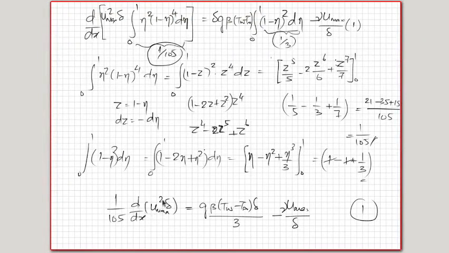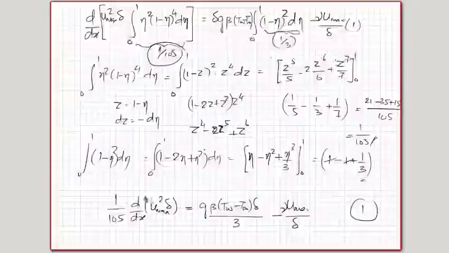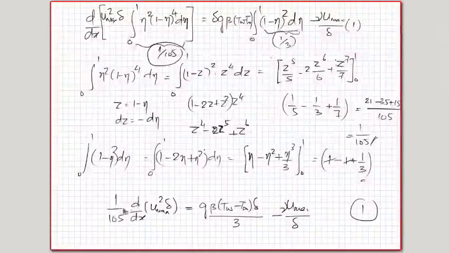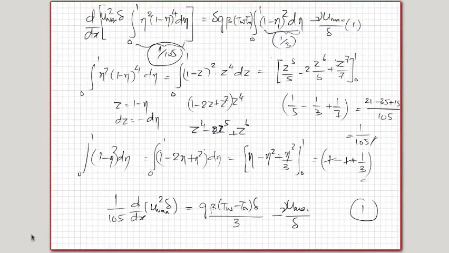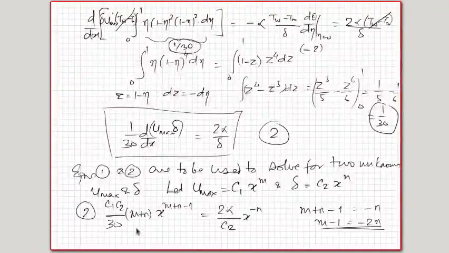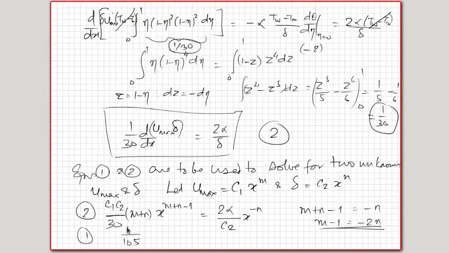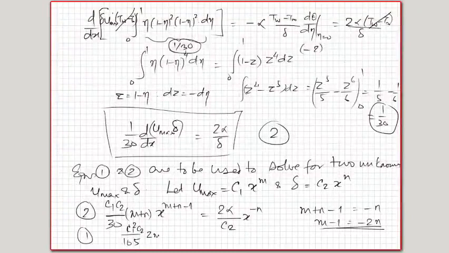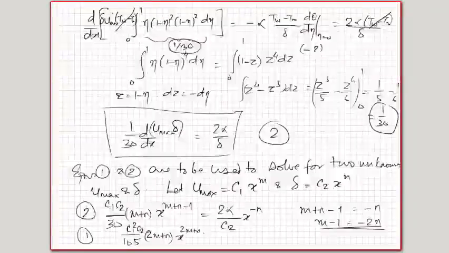There will be a C1 squared C2 which will come out here, and this will be x to the power of 2m and x to the power of n. So 2m x to the power of 2m plus n. When I differentiate that, it will become 2m plus n into x to the power of 2m plus n minus 1. So I'll write that here. The one equation gives me 1 by 105 into C1 squared C2 into 2m plus n into x to the power of 2m plus n minus 1.